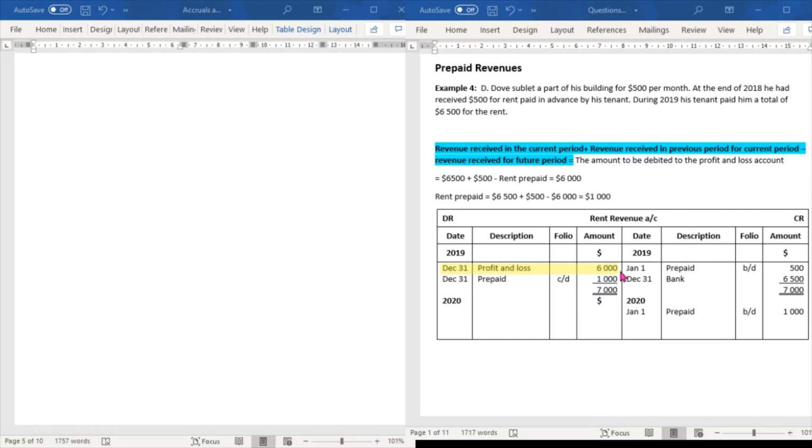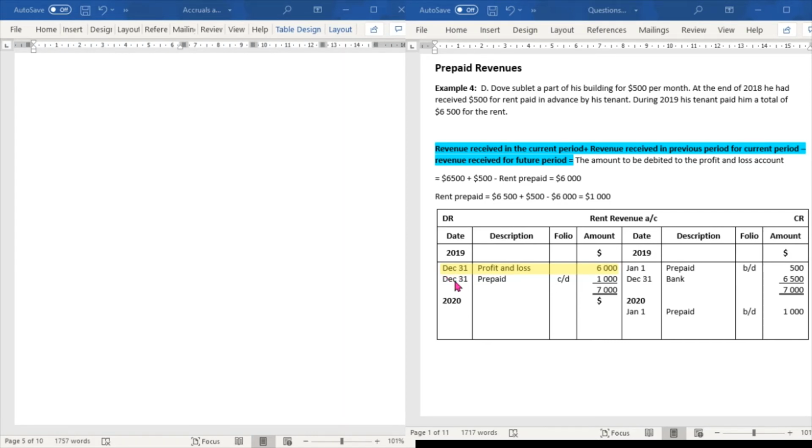Now, you know that the total amount for rent for the whole year is $6,000. Remember, it's $500 a month for the rent. So for 12 months, the rent is $6,000. That is what is going to be transferred to the profit and loss account. Now, when you balance the account, you're going to have an amount carried down of $1,000. That is a prepaid rent revenue.